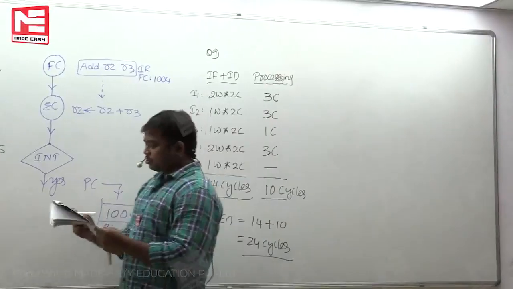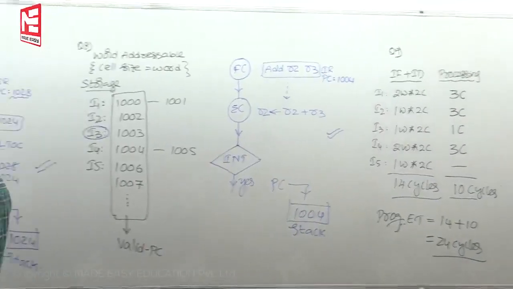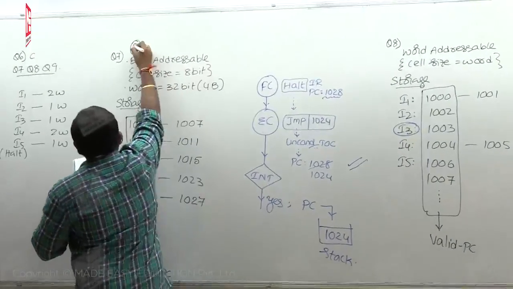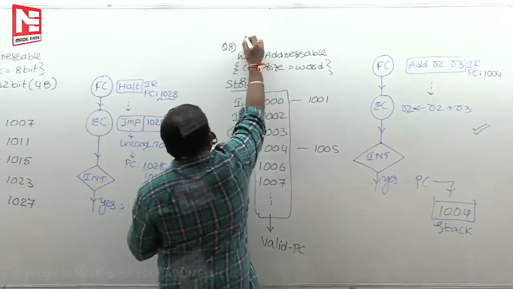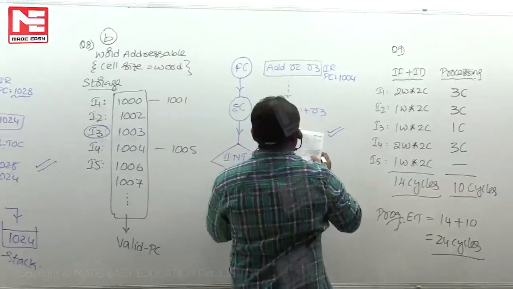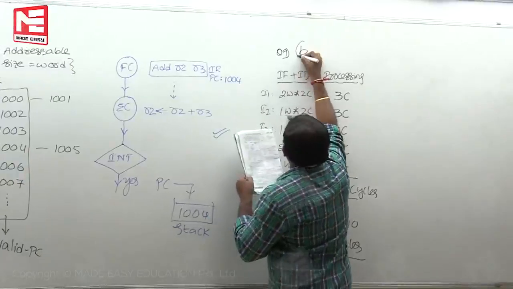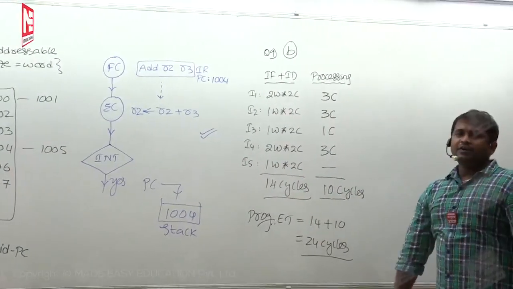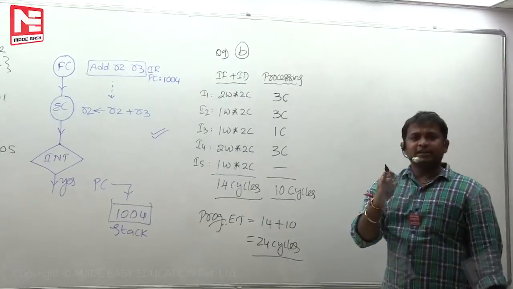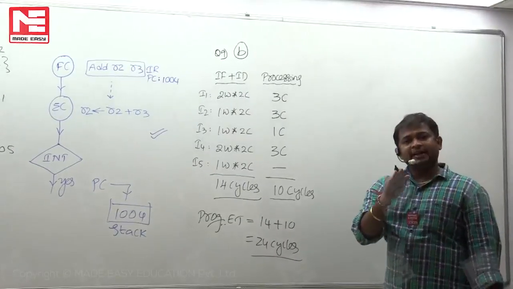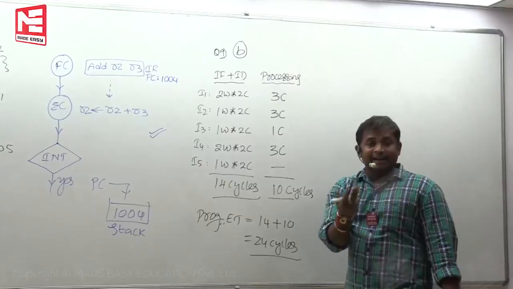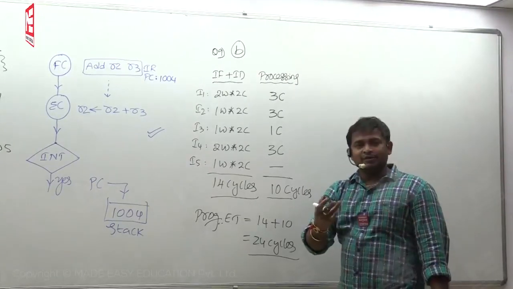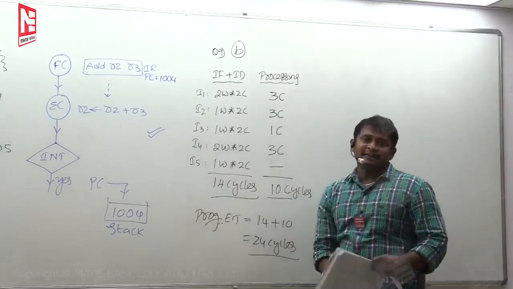So the 7th question answer is C. The 8th question answer is B. And the 9th question answer is B. The analysis is this: you already know the concepts of interrupt cycle, instruction cycle, byte addressable memory, word addressable memory, etc. By using those concepts, questions are formulated like this.